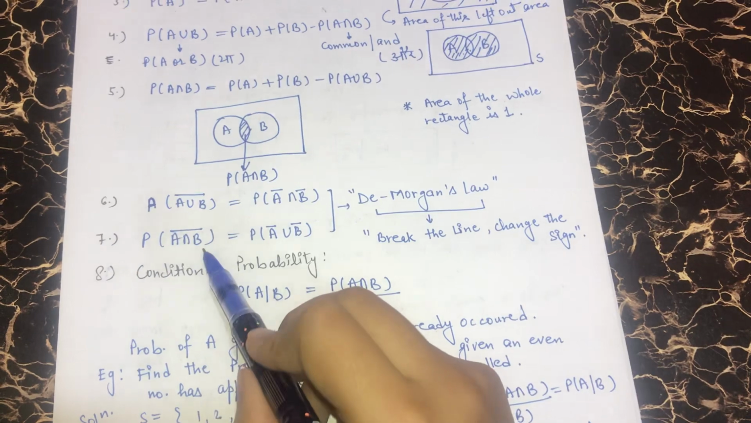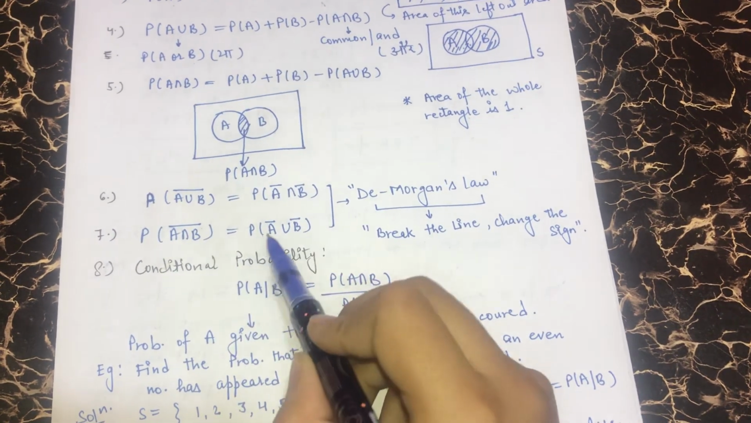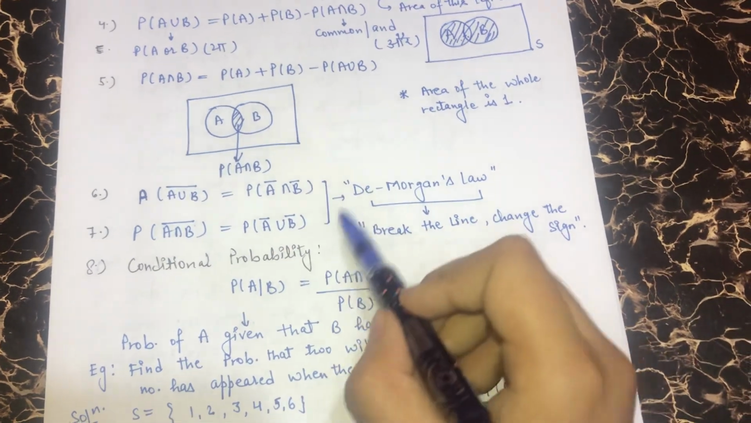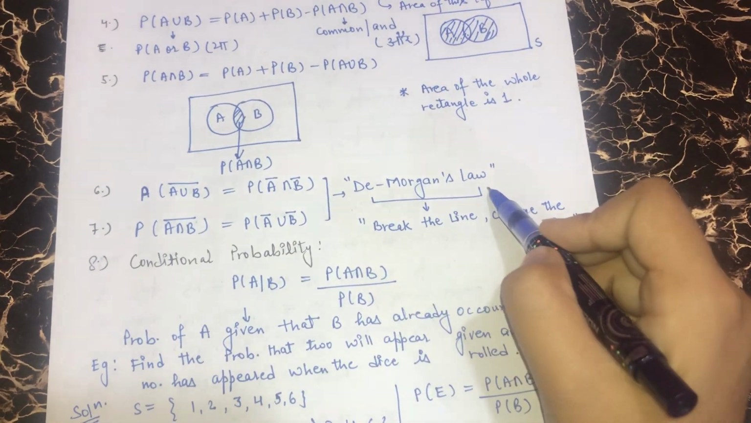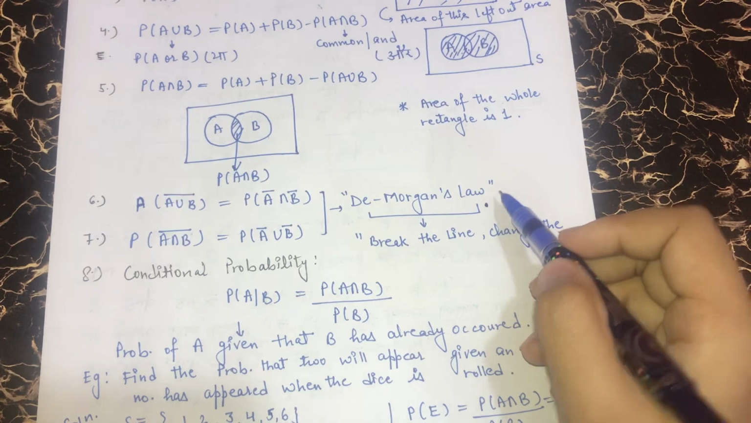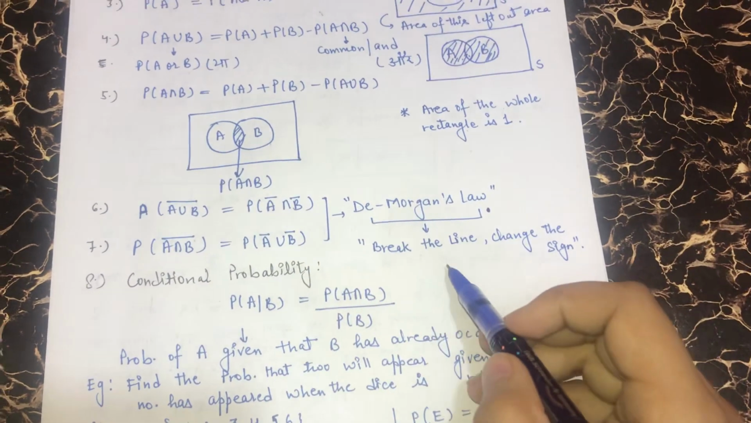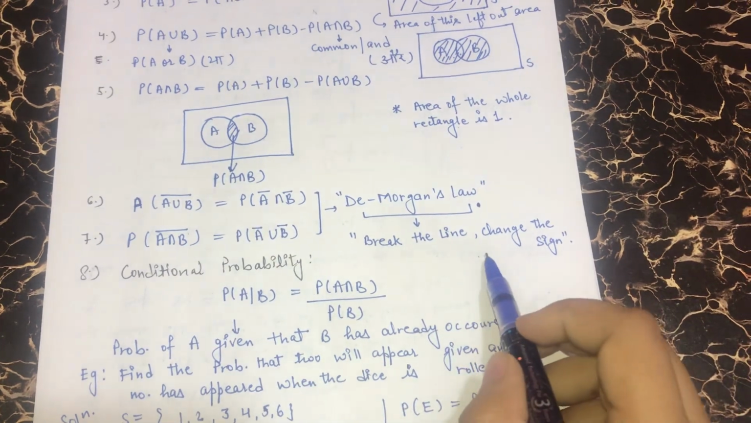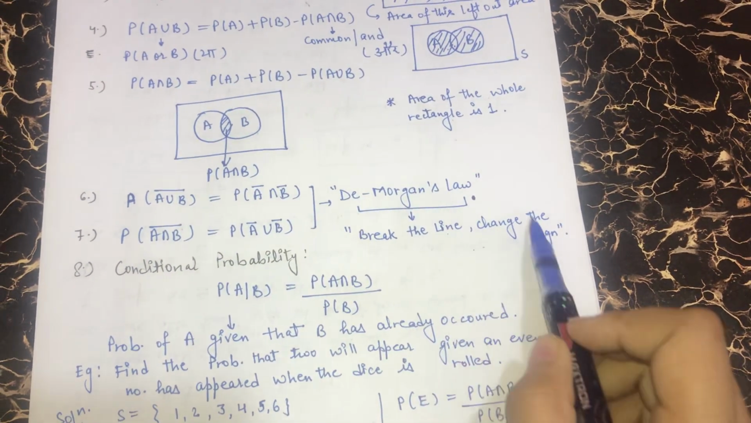Similarly, the complement of the intersection is the union of the complements: (A ∩ B)' = A' ∪ B'. We define both of these with De Morgan's law. De Morgan was the person who gave these 2 formulas, and to remember these 2 I have a trick. You can remember it and make a note of it as well. Like, break the line and change the sign.